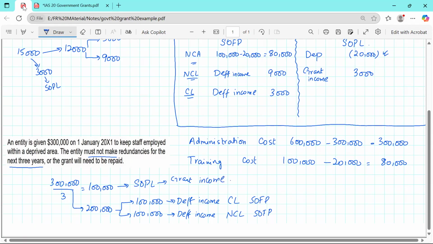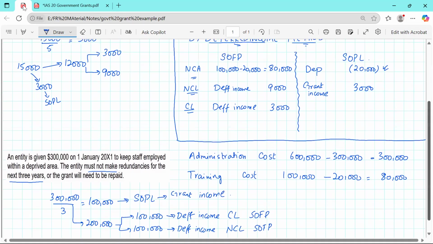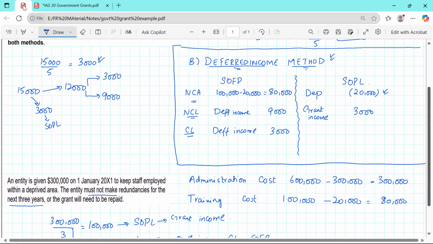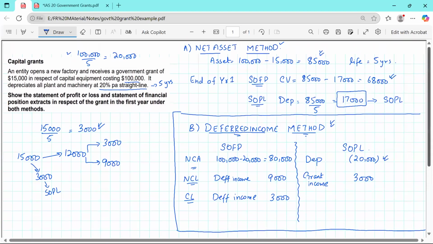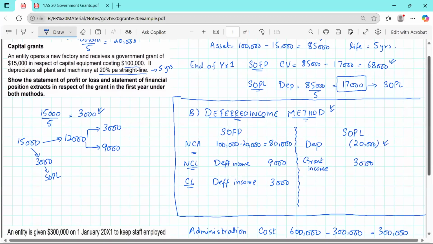So this is how the deferred income method works. Clear? Yeah, it's very clear. You explained it well. So now, are these two methods clear? Both of them? Any questions you want to ask? No, it's clear now. Okay.